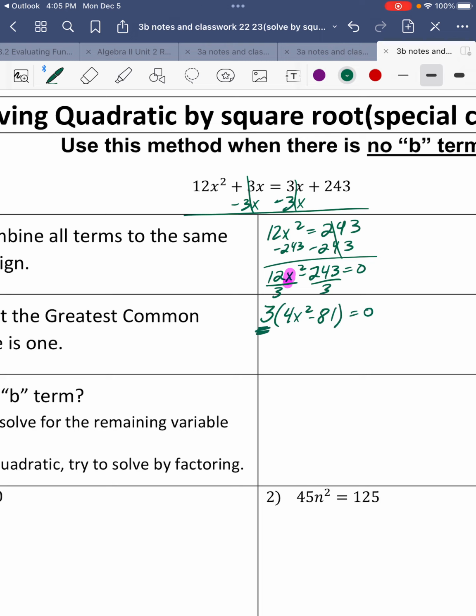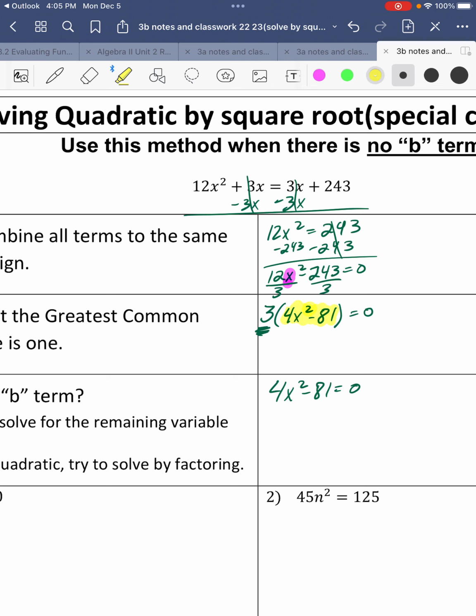The greatest common factor doesn't have a variable with it, so that is not going to be part of our solution. The solutions lie right here. There are two solutions within this factor, the 4x squared minus 81. The biggest exponent always tells you how many solutions there are. So now I am going to take the 4x squared minus 81 equals 0.